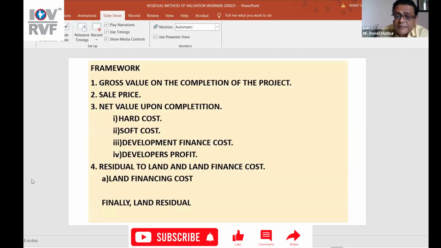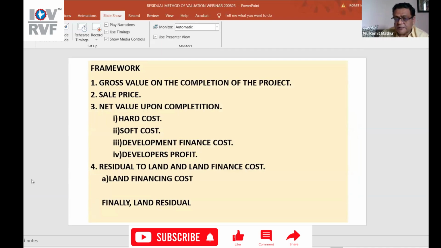The framework is this: first, you take the gross value on completion of the project, that is, what will be the sale price. The net value upon completion is dependent on the hard cost and the soft cost. Hard cost is the construction cost. Soft cost is cost like architect and engineer's fees, legal expenses, and marketing fees.